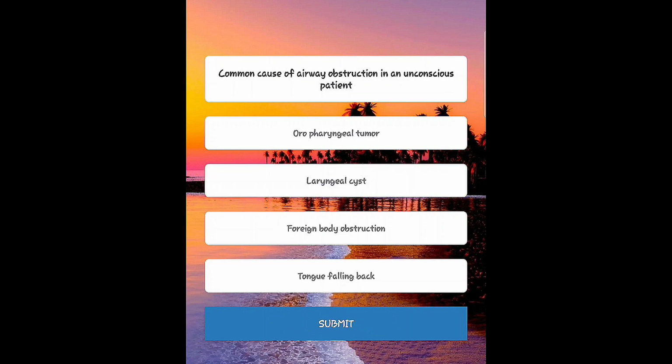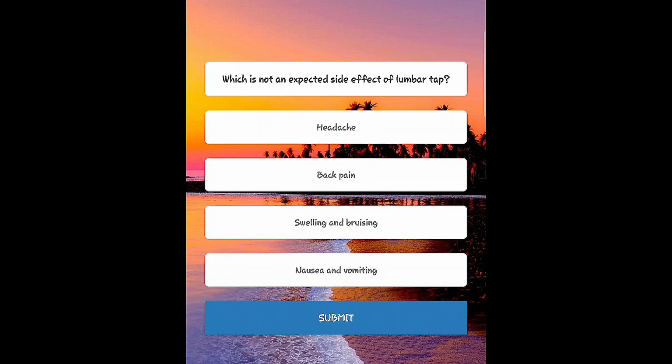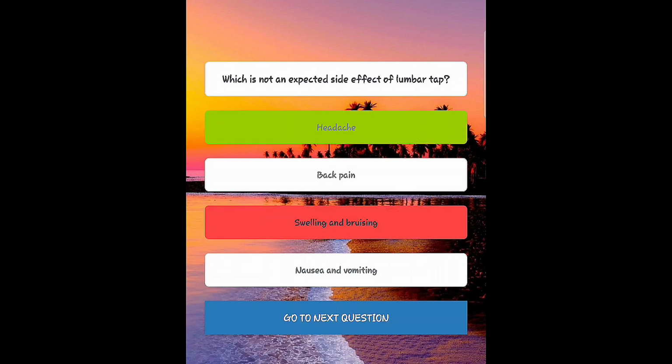Common cause of airway obstruction in an unconscious patient is tongue falling back, oropharyngeal tumor, no. Laryngeal cyst, no. Foreign body obstruction, no. Tongue falling back. Which is not an expected side effect of lumbar tap? I think it should be nausea, swelling, and bruising. Yeah, headache. Okay, but there could be headache. I'm not so sure. Let me know what you think in the comment section.